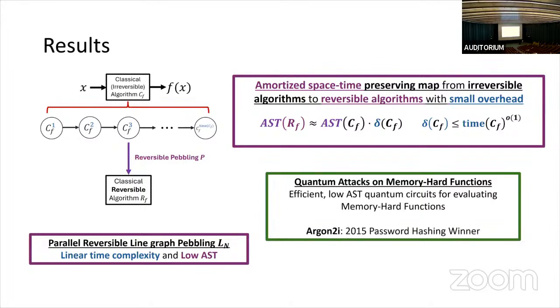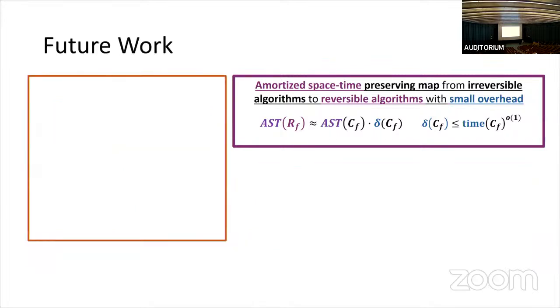One application of this is an attack on Argon 2I, which was the password hashing competition winner in 2015. But our results apply to pretty much all memory hard functions, and you can see the paper for details. Okay, so in this work, we used this pebbling game to be able to construct these quantum circuits with good trade-offs from our original classical algorithms.